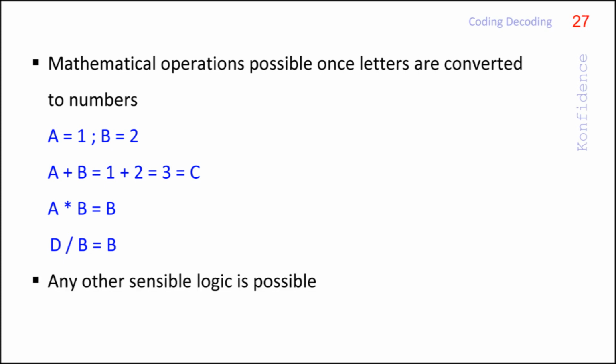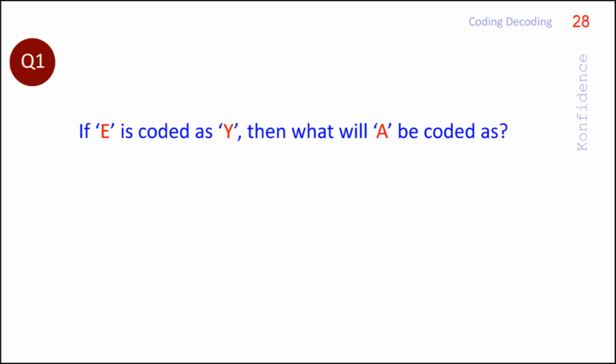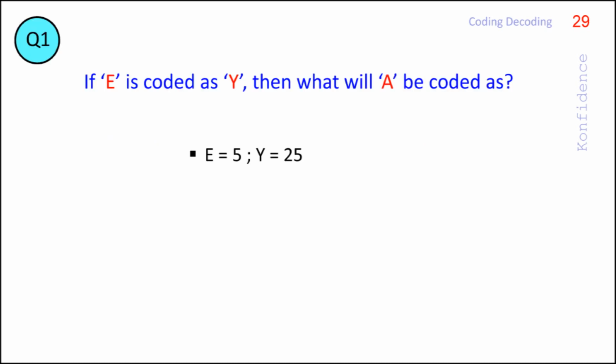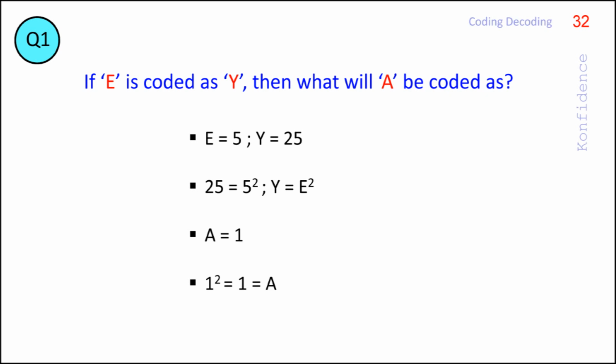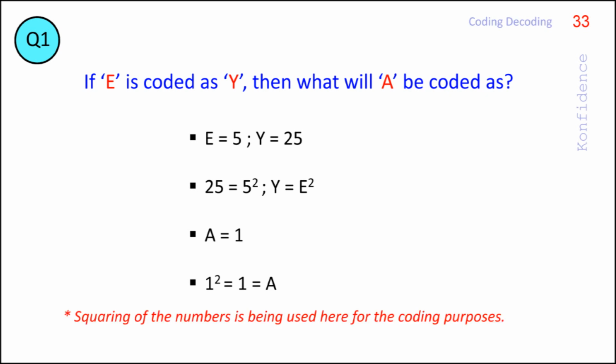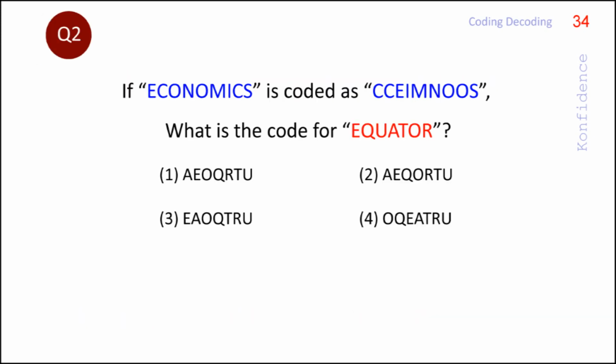Let us look at an example in the coding set of questions. Refer Q1 given in the slide. E is related to Y as A is related to what? E is the fifth letter of the alphabet. Y is the 25th letter. 25 equals 5 square. So Y equals E square. A is the first letter. 1 square equals 1. And the first letter is A itself. So the answer is A. Squaring of the numbers is being used here for the coding purposes.